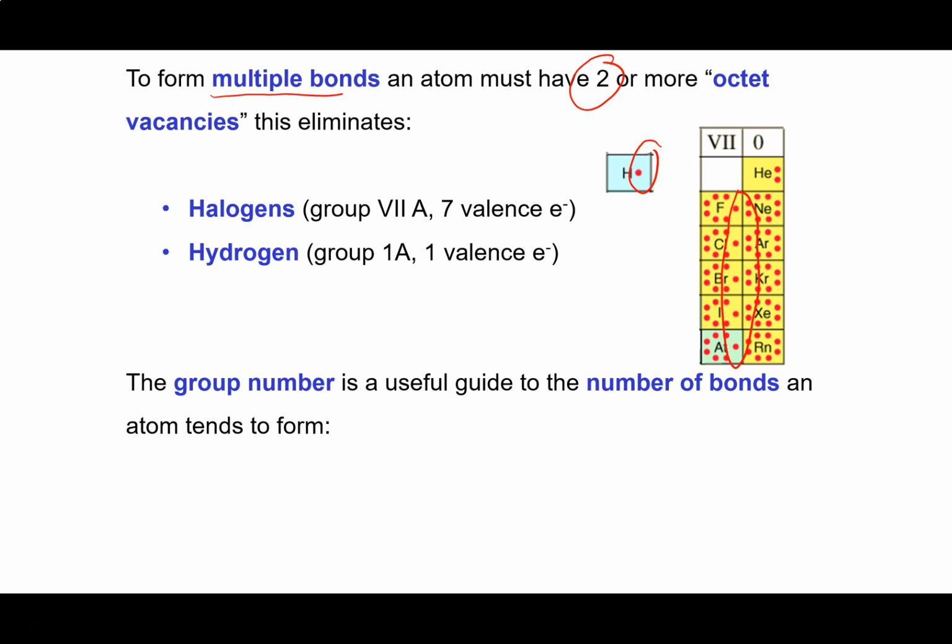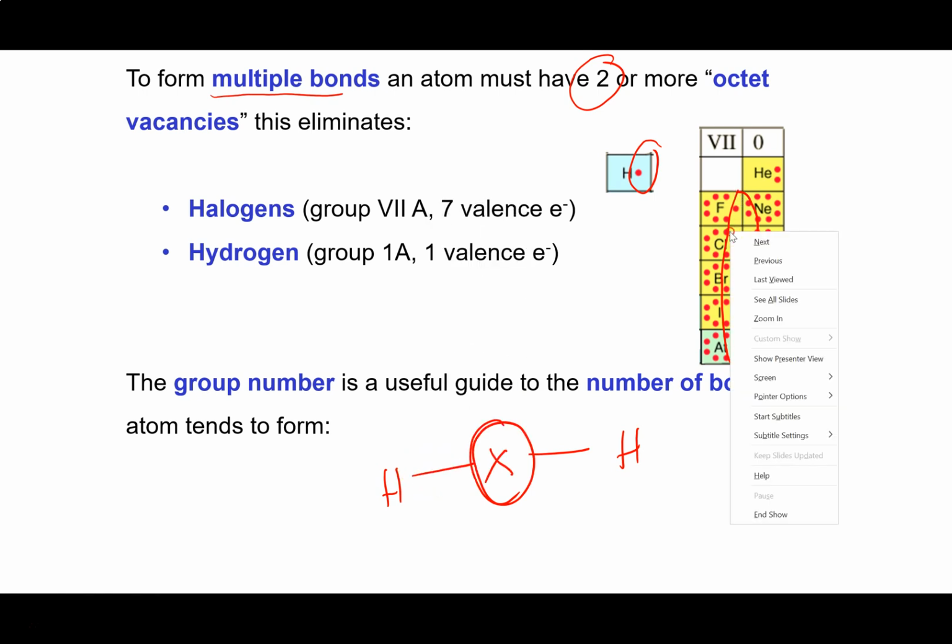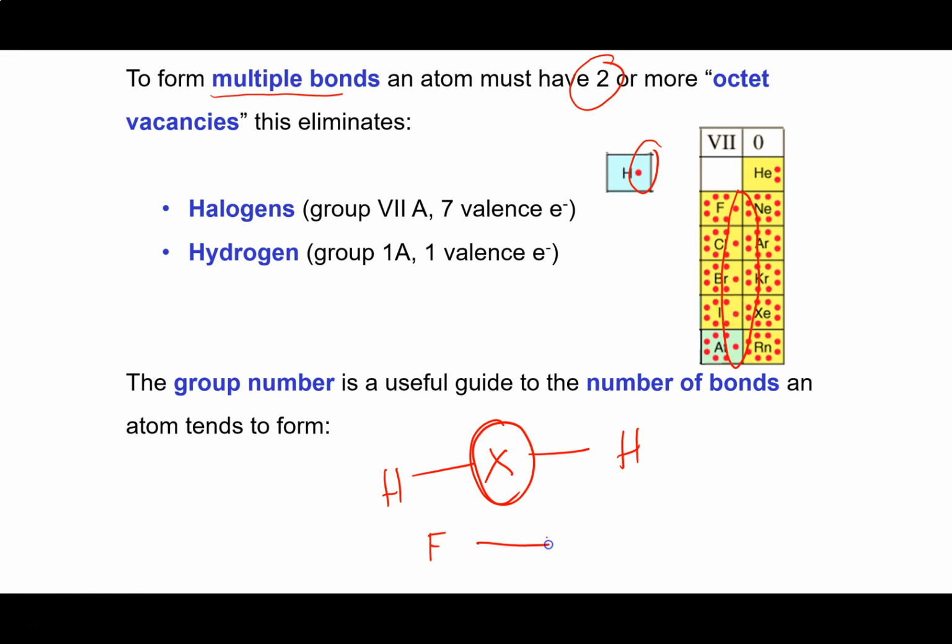So that's kind of fun. The other thing is, because hydrogen only has the 1 octet vacancy, it can only form 1 connection to another atom, so it's always going to be on the outer edge of a molecule. It can't ever be in the middle of a chain, because the atom that goes in the middle of the chain has to be able to form at least 2 bonds. Similarly, our atoms in group 7A, say like fluorine, are going to tend to be on the edges of molecules, not in the middle, because to be in the middle, you need to be able to form at least 2 bonds.